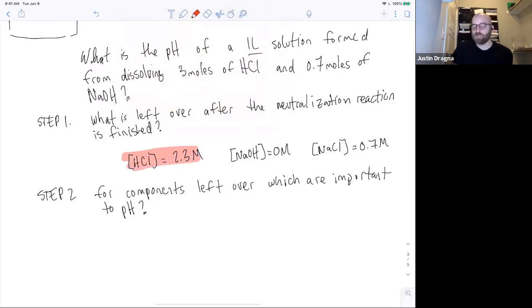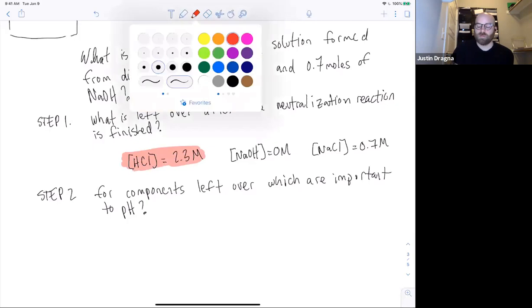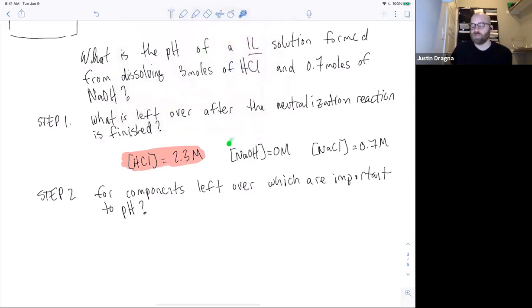Certainly the HCl is important to pH, right? Because it's a proton donor. Normally, sodium hydroxide would be important, but we don't have any left. We have 0 molar of that. So it obviously doesn't really matter. That's like saying it might as well not exist. And then over here we have this salt, sodium chloride. But this is a neutral salt, so it doesn't contribute anything. So the only thing we really have to consider for the pH here is the HCl.